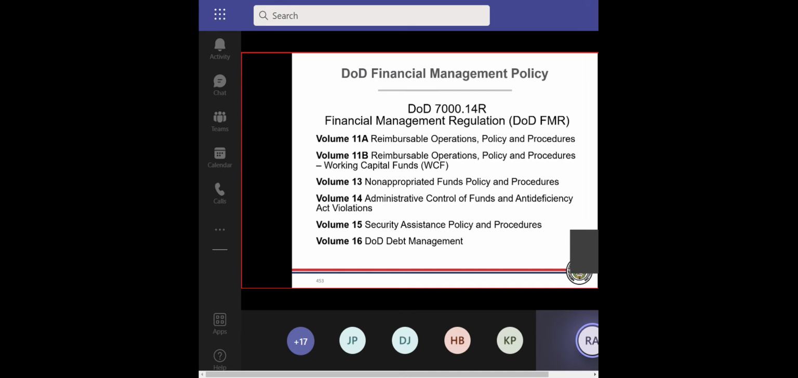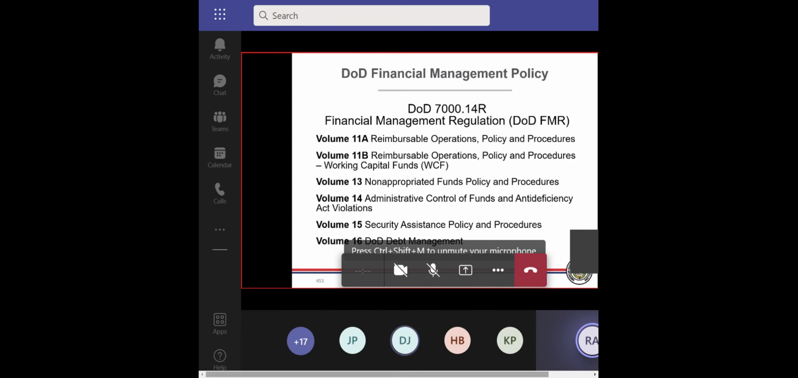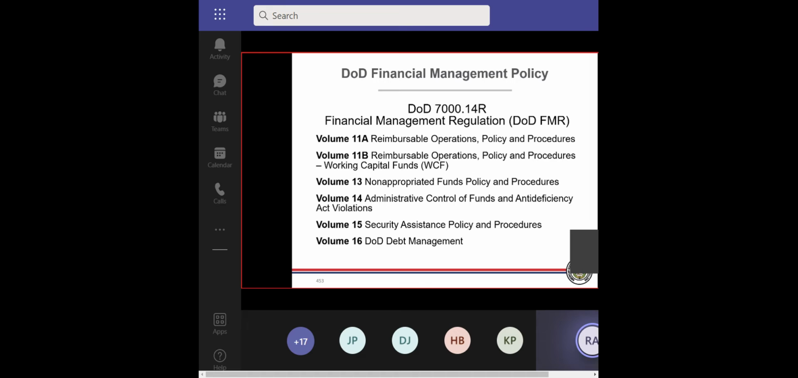Now, reimbursable operations in general, between two direct funded type operations, you find procedures on that in 11A, but reimbursable operations that are done by a working capital fund, you go to 11B to find that information. And we briefly talked about non-appropriated funds before, different types of NAFs, and that would be Volume 13, accounting policy associated with NAFs. 14, very important one.